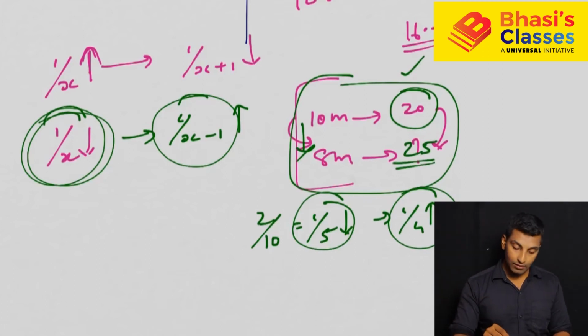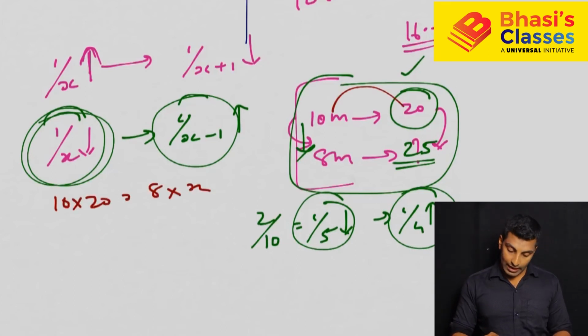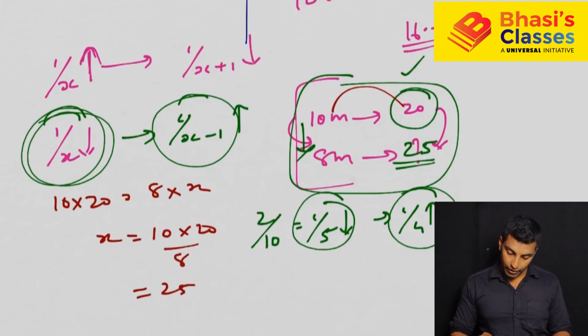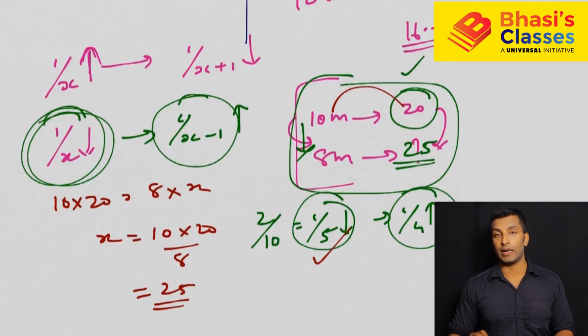What is the other method? Cross multiplication, right? Man days. 10 into 20 will be equal to 8 into x. So x is equal to 10 into 20 by 8, there also you'll get 25. But this method is much better. Why? Because the applicability is across topics. Once you understood the concept, you can apply it across.